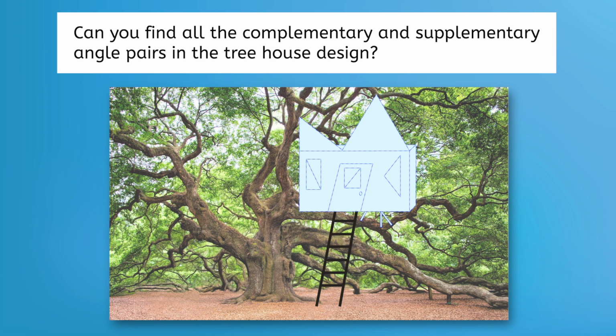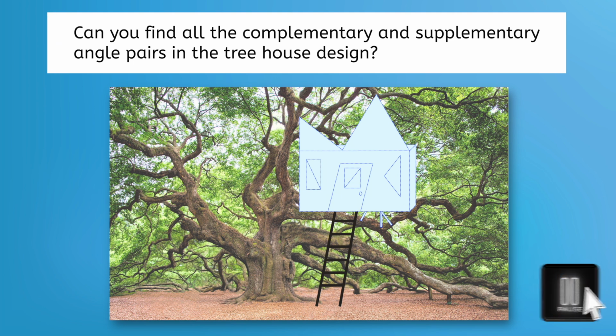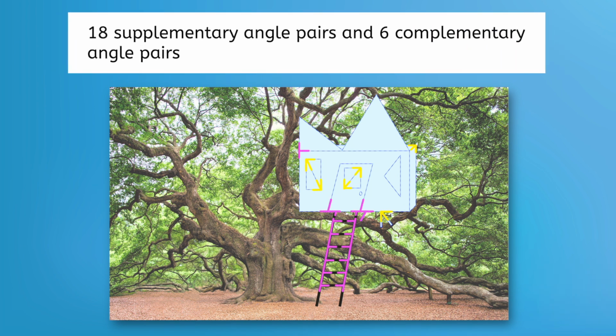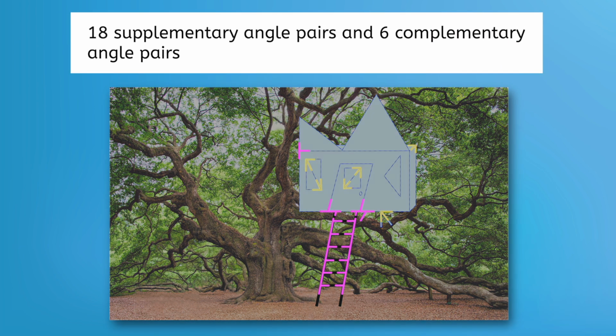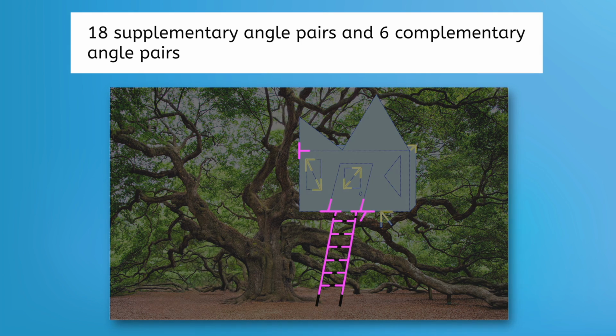Can you find all the complementary and supplementary angle pairs in this treehouse design? Pause and take your time. Write down your final count in your notes. Here are the angles that I found. There are 18 supplementary angles outlined in pink and 6 complementary angles outlined in yellow.